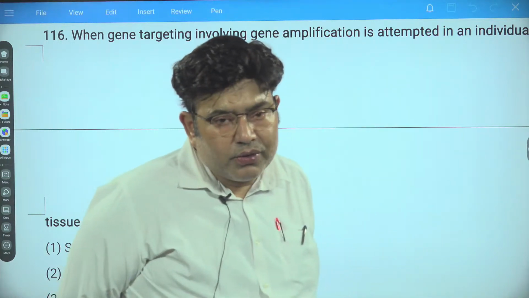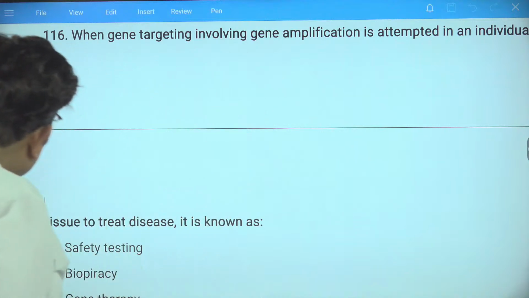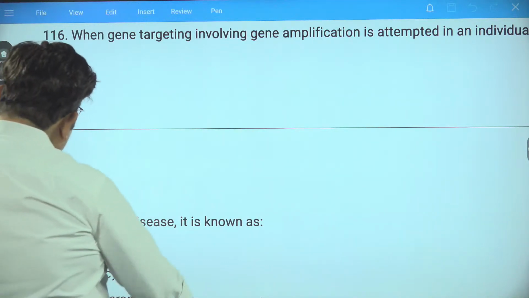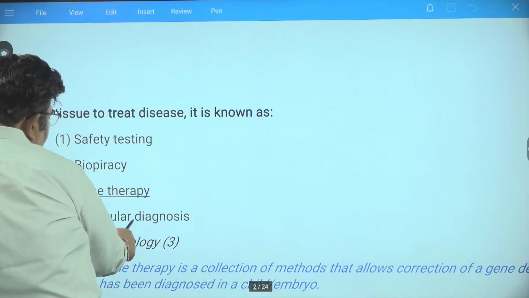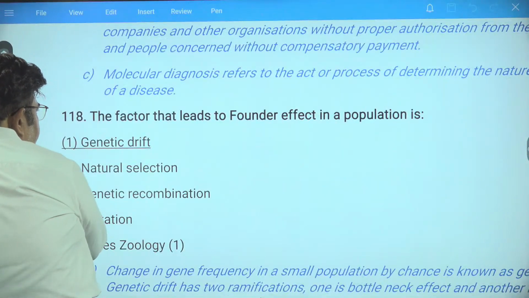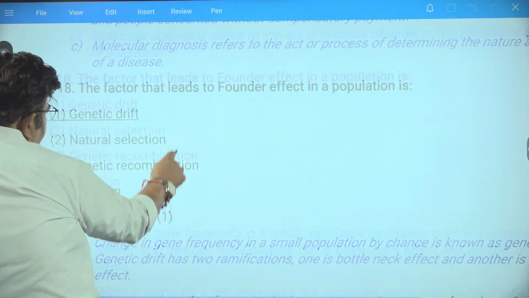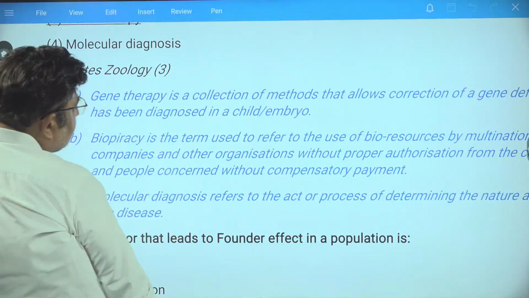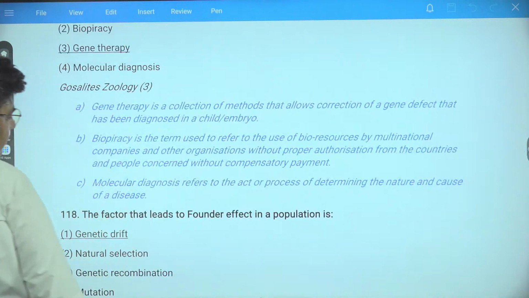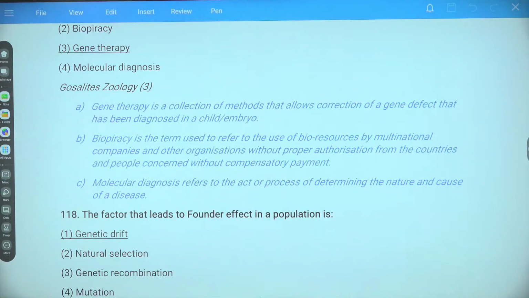Once again, now I hope you have heard it, listen to the statement. When gene targeting involving gene amplification is attempted in an individual's tissue to treat disease. So when we are using genes to treat a disease, it is always gene therapy. We are treating the disease, so it cannot be molecular diagnosis, because without the diagnosis, therapy or treatment won't start. So treatment will only start after the diagnosis, okay? Please remember that. Gene therapy is a collection of methods that allows correction of a gene defect that has been diagnosed in a child or in an embryo.